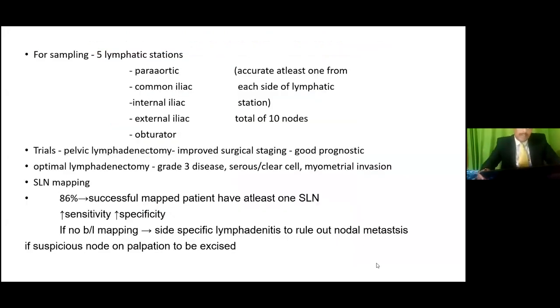Coming to the sampling, again, there are five lymphatic stations: the paraaortic, common iliac, internal iliac and obturator, external iliac, and obturator. On each side, each lymph node is taken, and a total of 10 lymph nodes is adequate. And the trials showed that pelvic lymphadenectomy improves the surgical staging. That is a good prognostic sign.